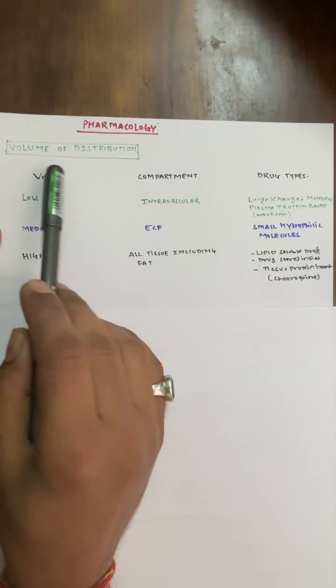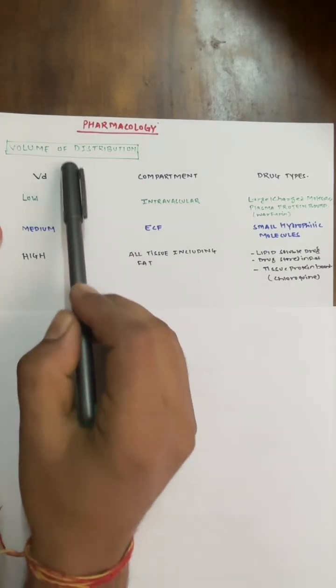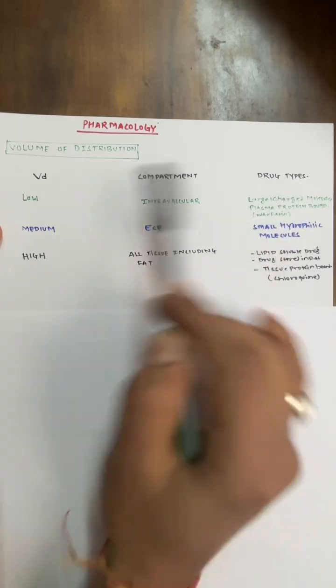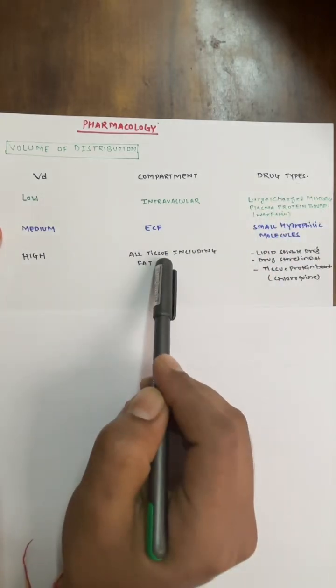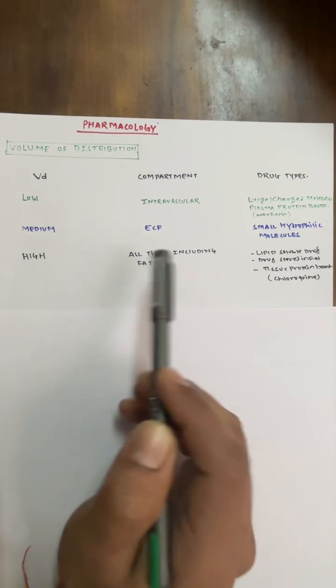Now we'll talk about volume of distribution in three terms: volume of distribution, compartment, and drug types, and we'll correlate this with the figure which I showed you at the start of this video.